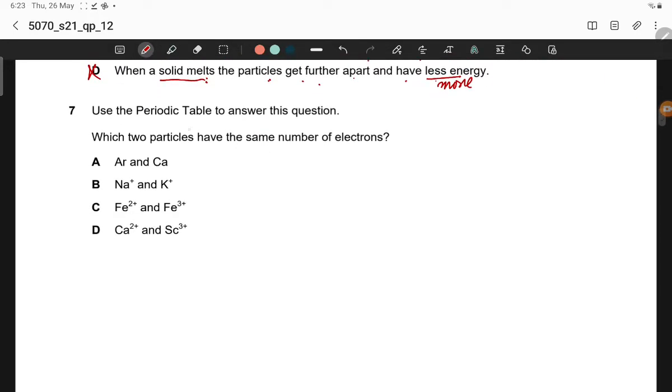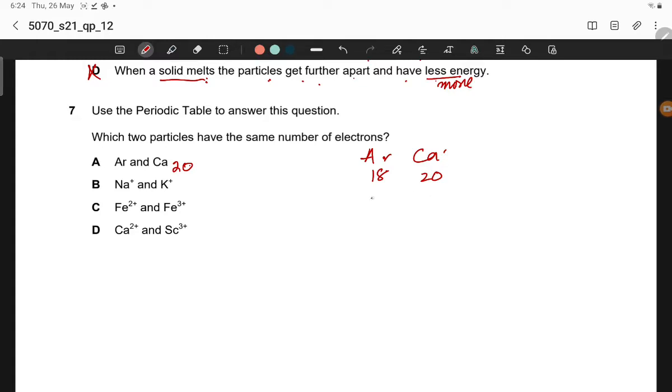Use the periodic table to answer this question. Which two particles have the same number of electrons? Calcium has 20 electrons and 20 protons. So argon and calcium: calcium has 20 electrons, and argon has 18 electrons.